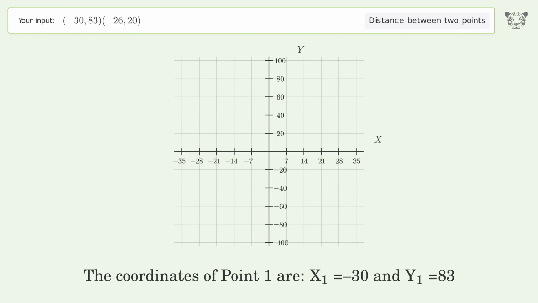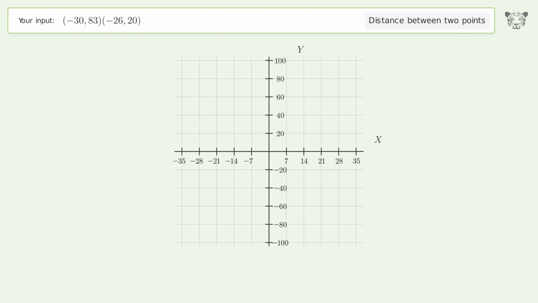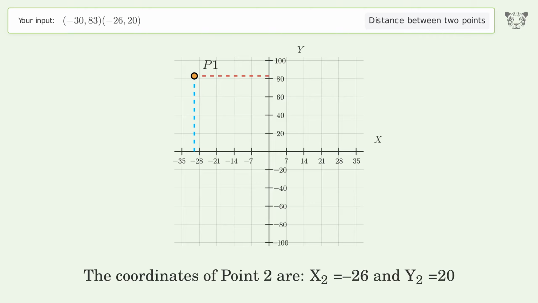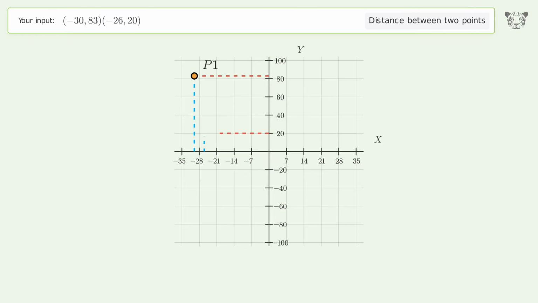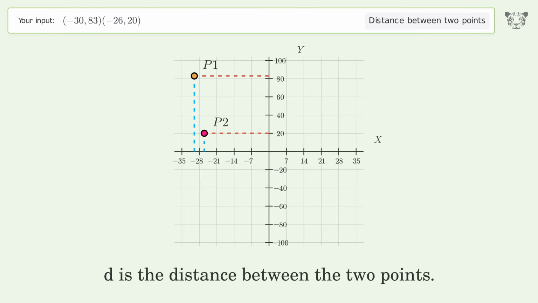The coordinates of point 1 are x1 equals -30 and y1 equals 83. The coordinates of point 2 are x2 equals -26 and y2 equals 20. D is the distance between the 2 points.